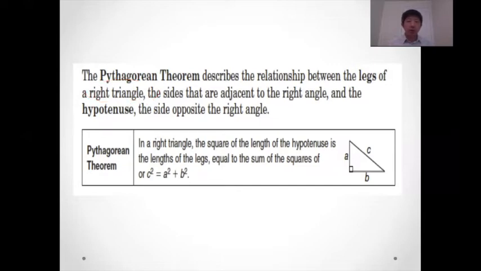And here is the theorem: in a right triangle, the square of the hypotenuse is equal to the sum of the squares of the lengths of the legs, or c square equals a square plus b square. So I think many people know the Pythagorean theorem is a square plus b square equals c square. But many of you don't know why, right? So in this lesson, in this video, we will explain why it is a square plus b square equals c square, all right?